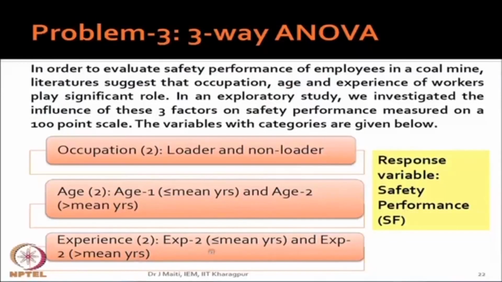This is an abrupt breaking of the age, and it can be broken better, for example young, middle, old, but here, to demonstrate the applicability of three-way ANOVA, we have reduced it. Similarly, experience is also categorized into two groups, less than mean years of experience and greater than mean years of experience. This is a standard process also. Many times we dichotomize a continuous variable under less than mean, greater than mean conditions, or less than or equal to mean, greater than or equal to mean.